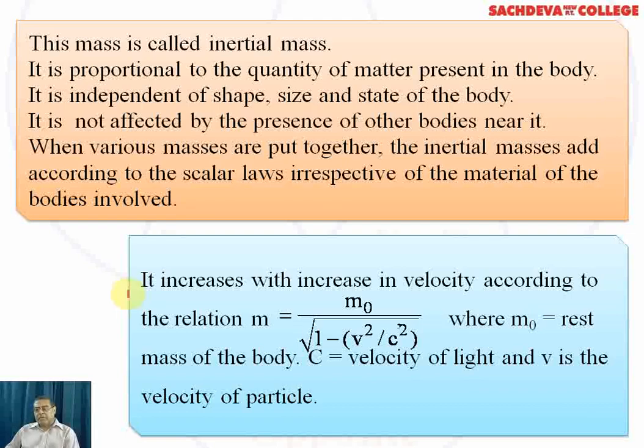So whenever a mass is moving, the moving mass is given by Einstein's special equation, that is m naught over under root 1 minus v square over c square, where m naught is the rest mass of the body, c is the velocity of light, and v is the velocity of the particle. The velocity of light is 3 into 10 to the power 8 meters per second, and it is calculated by the Maxwell equation. The Maxwell equation is c is equal to 1 over under root of epsilon naught into mu naught.